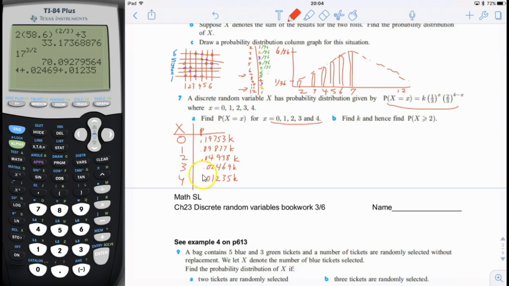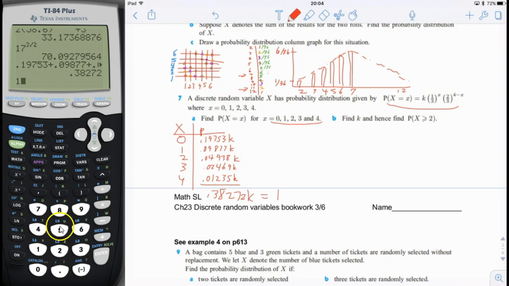Now I want to figure out what k is, so what I'm going to do is I'm going to add up all these coefficients, and then I'm going to get this. The total of this is 0.38272 k, and remember that this should add up to 1. So I'm going to have 1 divided by that, and that's going to give me the value of k. K is 2.61. Okay, so k is 2.61. That is the first answer we're looking for here.